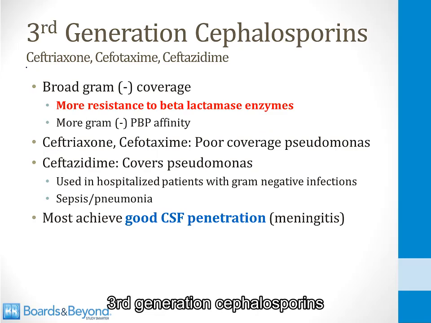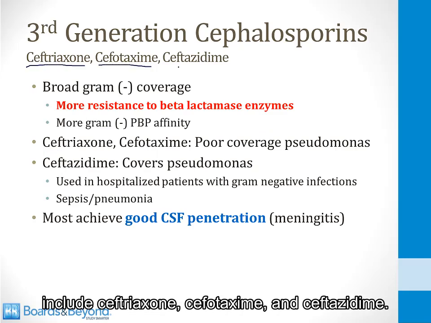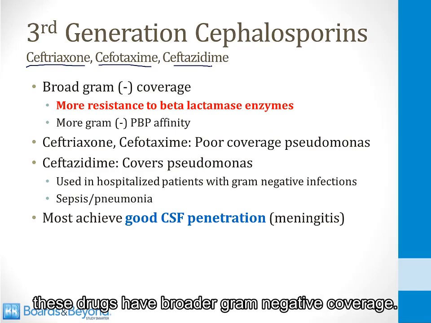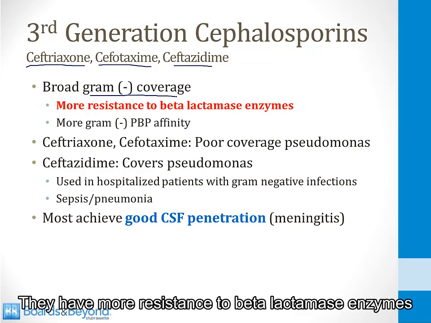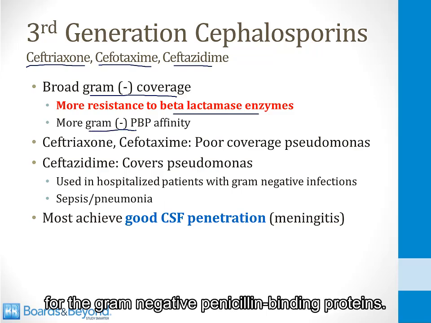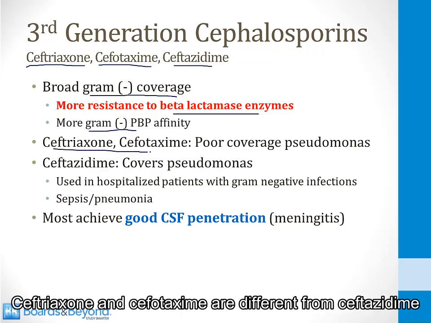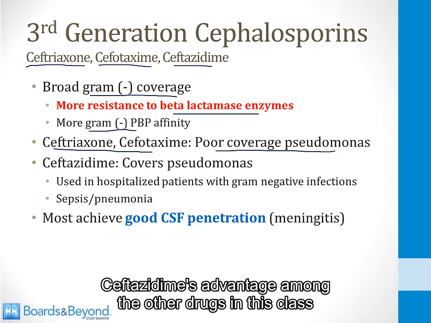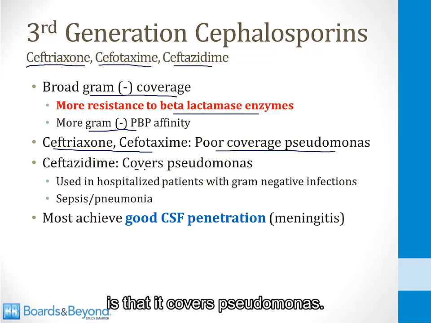Third-generation cephalosporins include ceftriaxone, cefotaxime, and ceftazidime. Compared to the second-generation drugs, these drugs have broader gram-negative coverage. They have more resistance to beta-lactamase enzymes and more affinity for the gram-negative penicillin binding proteins. Ceftriaxone and cefotaxime are different from ceftazidime in that they do not cover Pseudomonas well. Ceftazidime's advantage among the other drugs in this class is that it covers Pseudomonas.